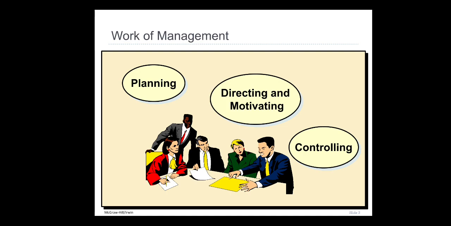So before you learn about management accounting, you have to know the output of management accounting is mainly for managers to make business decisions. So you have to know what the functions of managers are, or what the work of management is. So let's see. Managers have 3 main activities. The first one is planning, the second one is directing and motivating, and the third one is controlling.